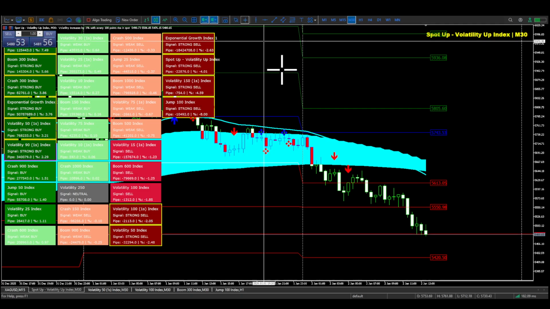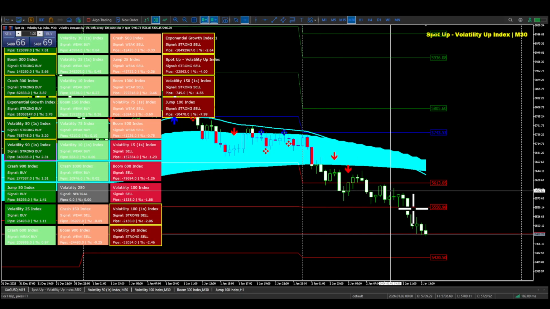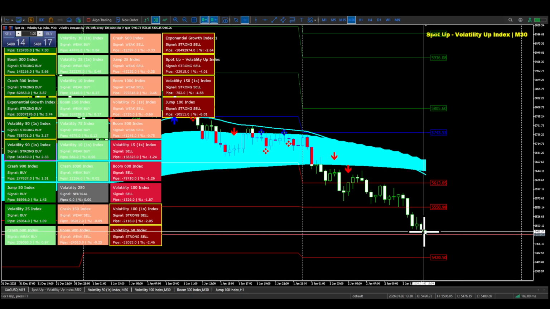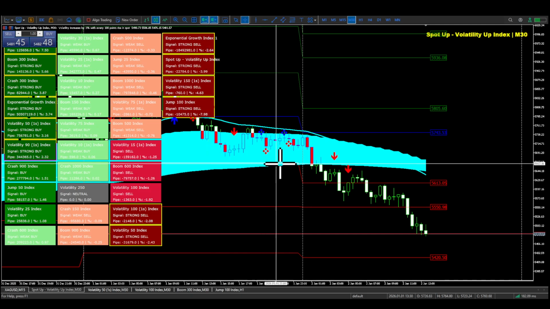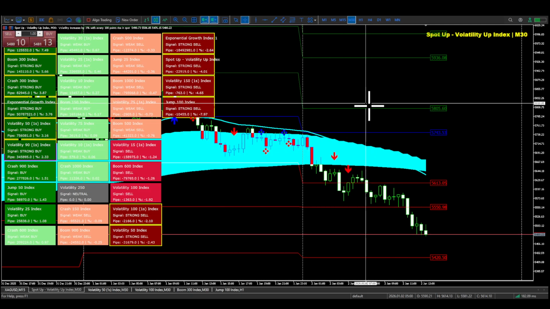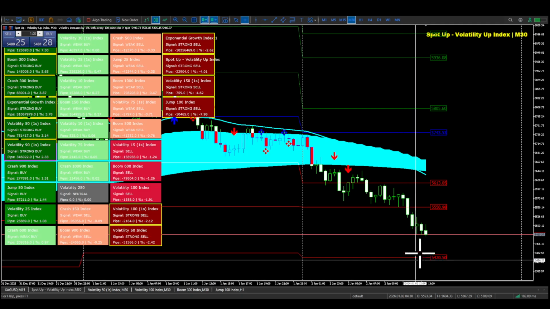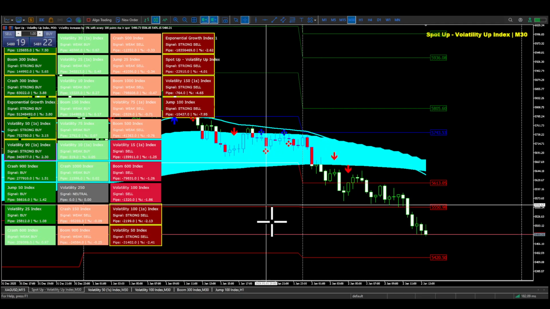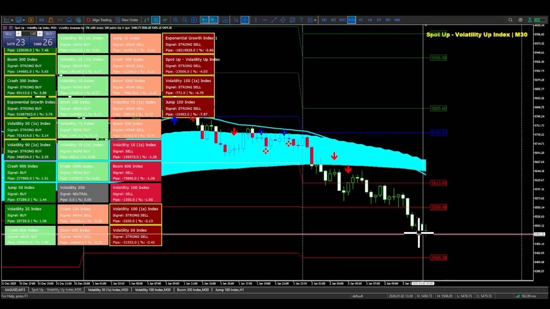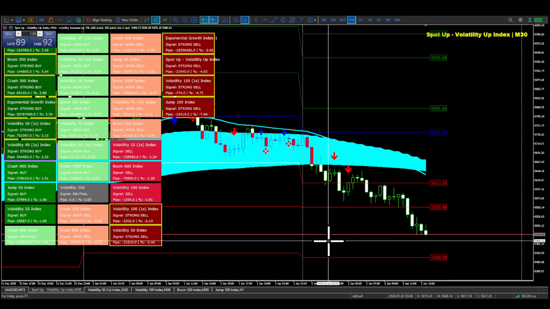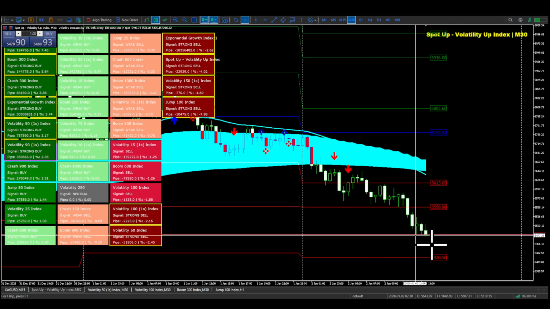Okay, so now the second thing that you want to see, guys, is you want to confirm if the price is above or below this blue island. Okay, so if the price is above the blue island, we're only looking for buy trades. If the price is beneath the blue island, we're only looking for sell trades. Okay, so at this particular point in time, the price is beneath the island. Okay, so we are looking for sell trades.